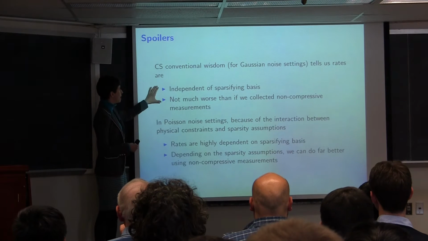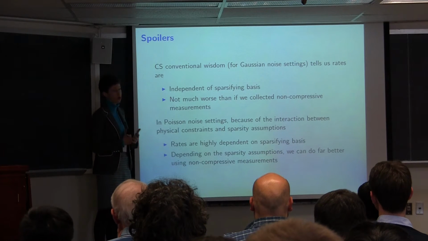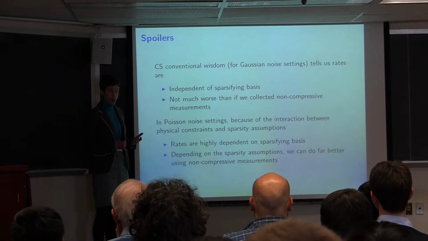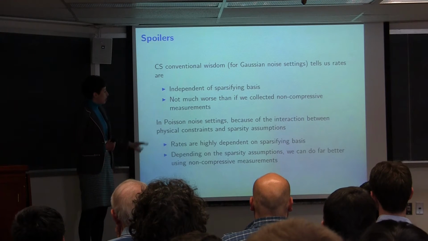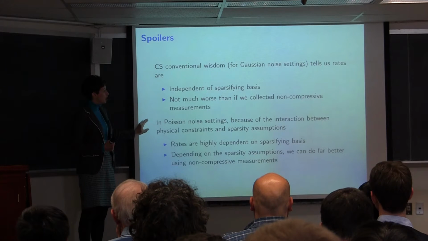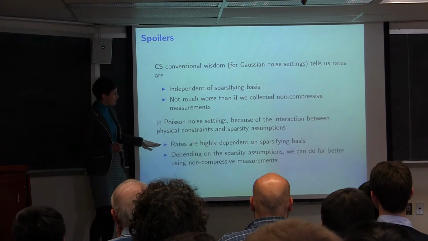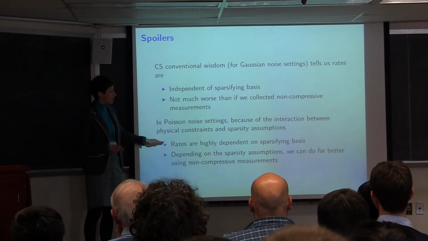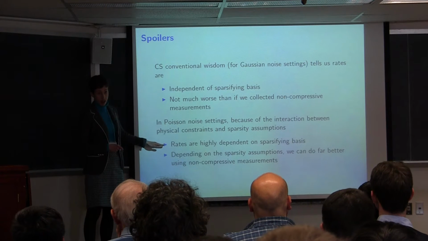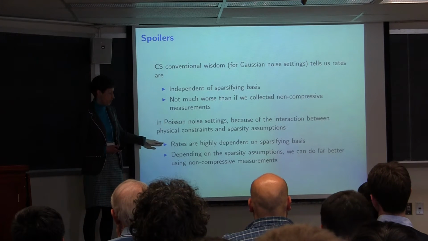Okay, so those are the main talking points that you see in a lot of the compressed sensing literature. What we're going to see in the Poisson case are two key differences from this. First of all, we're going to see that the rates can depend very strongly on what the sparsifying basis is, and we're going to see why that happens.